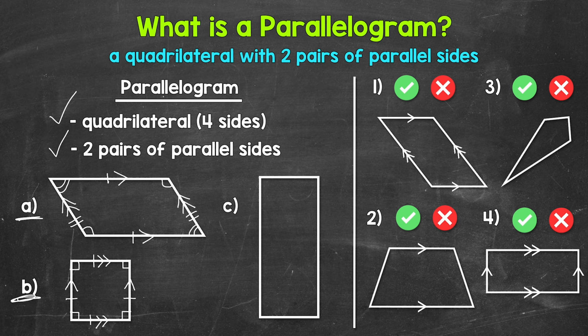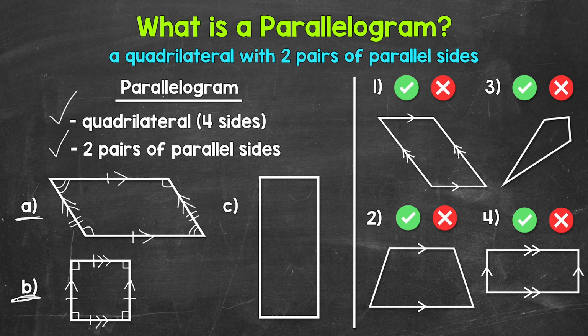But parallelogram is not the best name here. It's not the most specific or most fitting. Square is. We call this a square because that gives us more information about the shape. Square tells us that not only do we have a parallelogram, a quadrilateral with two pairs of parallel sides, but also all four sides are the same length and all angles are 90 degrees. So a square is just a more specific or special parallelogram.